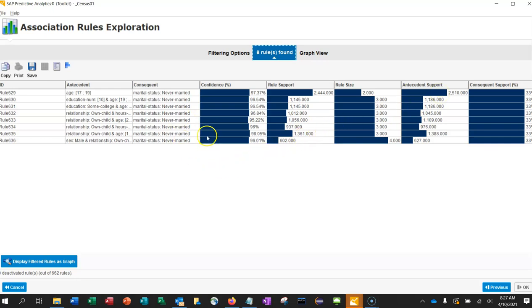And so this is the thing that you can do in the toolkit. And this 33% means one third of the whole data set, that is 40,000. Around 13,000 people were not married. This is what it means.